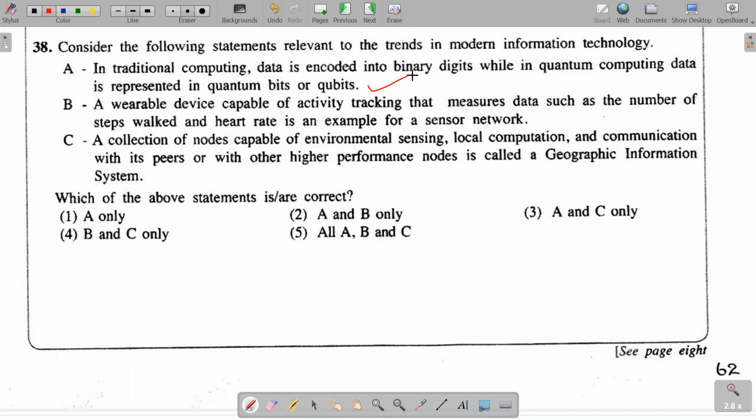A wearable device capable of activity tracking that measures data such as the number of steps walked and heart rate is an example for a sensor network. Right, so wearable device is not a sensor network. There is some kind of communication there, but not a sensor network. It makes it complex, another architecture, right? So we can say no. A collection of nodes capable of environmental sensing, local computation, and communication with its peers or with other higher performance nodes is called a geographic information system.